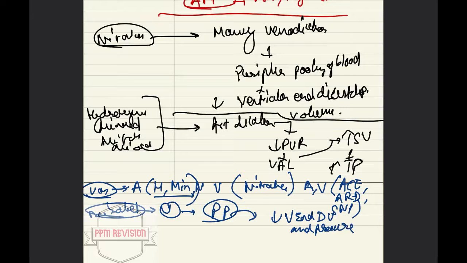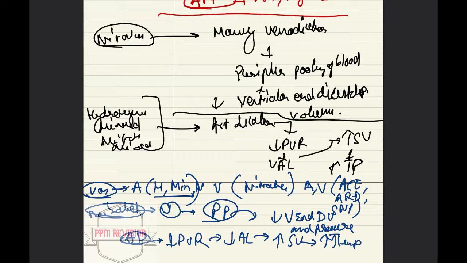Now looking at arteriolar dilators, there's a decrease in peripheral vascular resistance, and due to this there's also decrease in afterload. Due to this, there's increase in stroke volume as well, and improved tissue perfusion. So it is important to note that arterial dilators decrease the peripheral vascular resistance and decrease the afterload, and due to the decrease in afterload, there is increase in stroke volume and improved tissue perfusion.